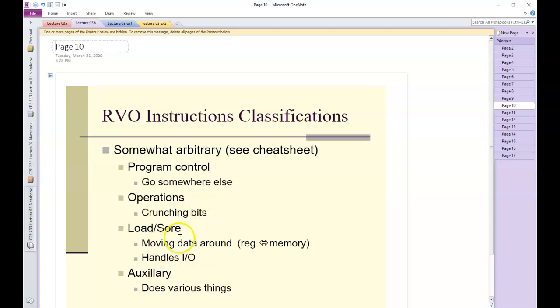There are instructions that move data around from memory, which includes I/O. We'll get into that later. And then there's just a couple auxiliary instructions. There's not that many instructions. It seems overwhelming at first, but once you get a handle on it, you'll think, wow, a lot of these instructions are similar and do the same thing.